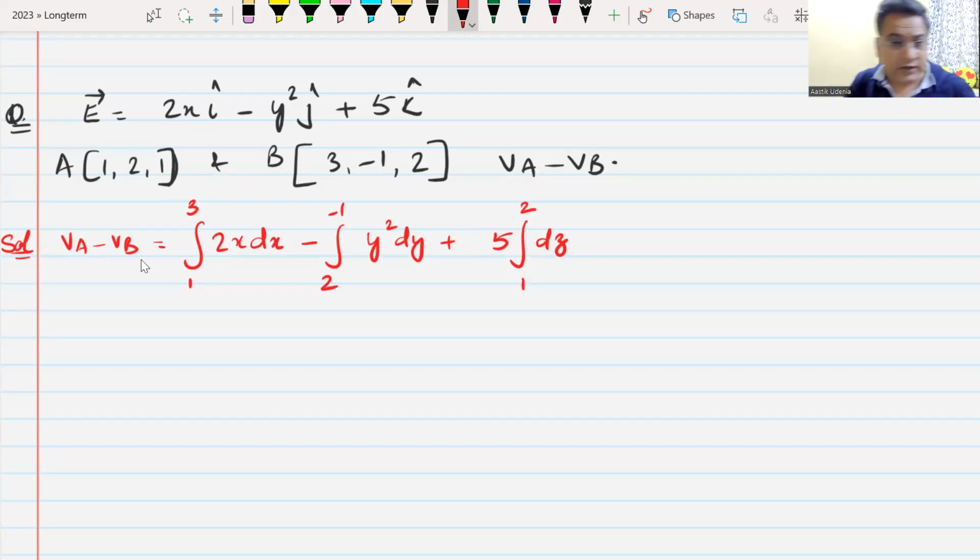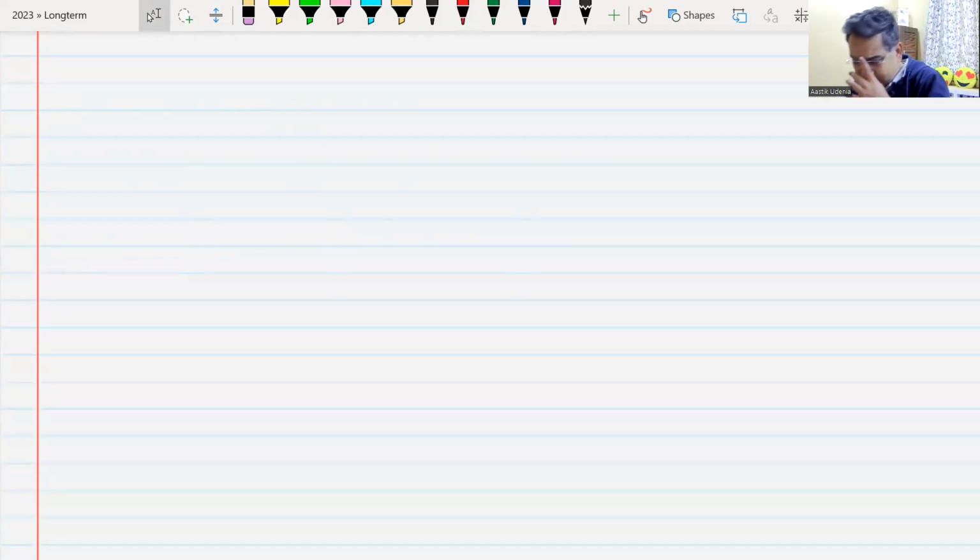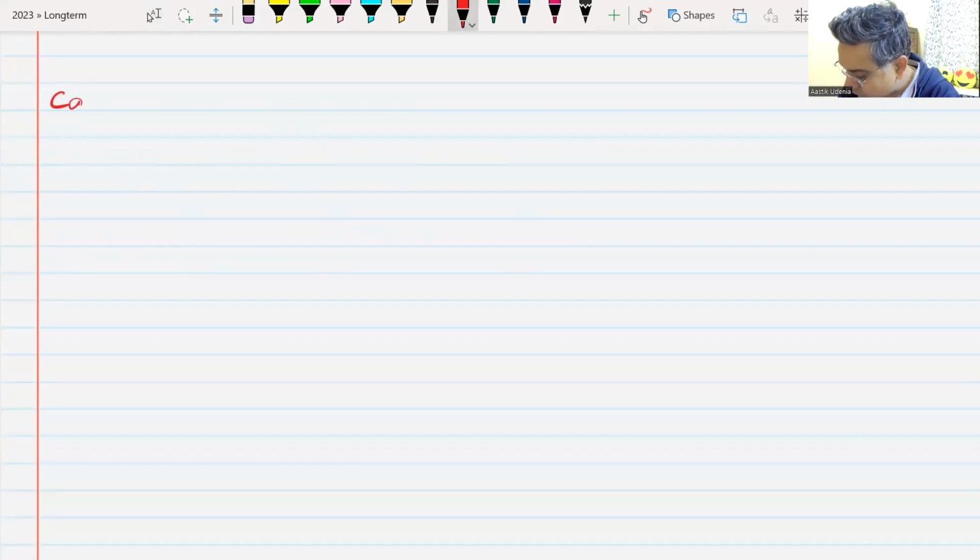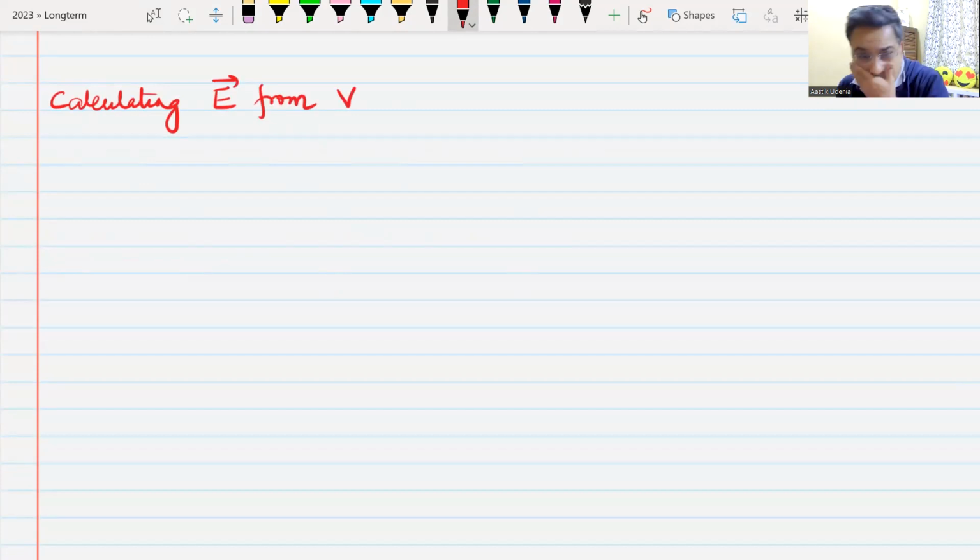Yes, sir. The next heading that we are going to write is calculating E vector from V. Sometimes your potential V is given as a function. You have to calculate E from V. Now, how do I calculate your E from V? E's x component is given by minus del V by del x. Do you understand the meaning of del V by del x? Partial derivative. I told you that, yes or no?